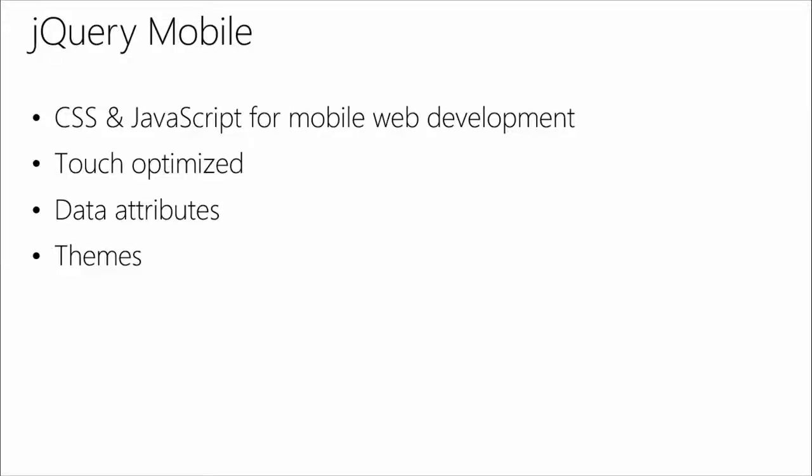jQuery Mobile is another really good JavaScript library. It again has CSS and JavaScript, but it's specific to mobile web development. That means it's touch optimized, because that's what people are using on phones and tablets. So it does all the touch stuff, and Jeremy mentioned the pointer events before. All that stuff is wrapped up into jQuery UI.